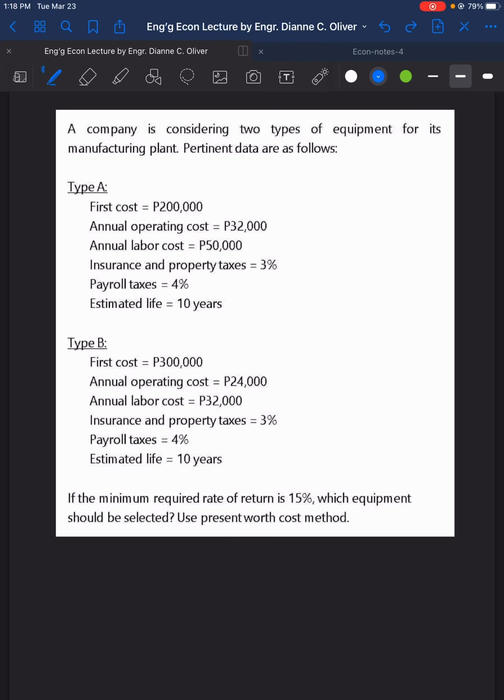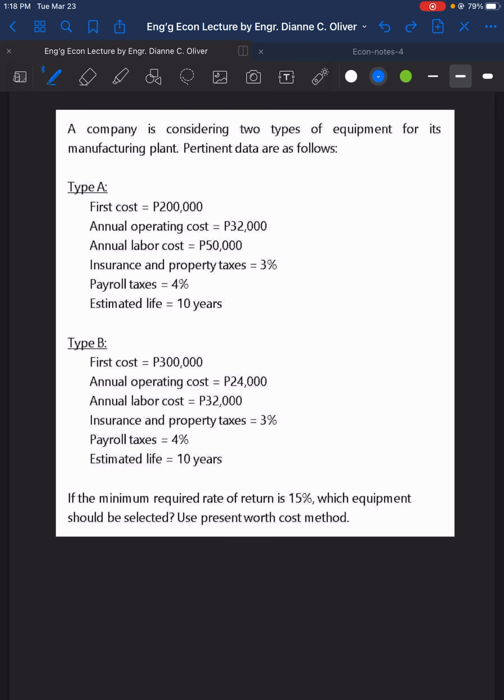For type B, we have the first cost as 300,000 pesos. Annual operating cost of 24,000 pesos. Annual labor cost of 32,000 pesos. Insurance and property taxes, 3%. Payroll taxes, 4%. Estimated life is 10 years. If the minimum required rate of return is 15%, which equipment should be selected? Use present worth cost method.